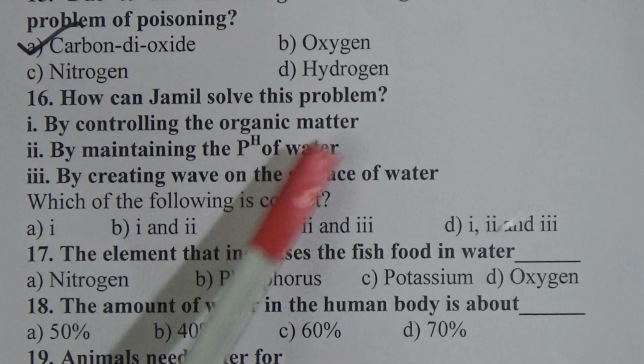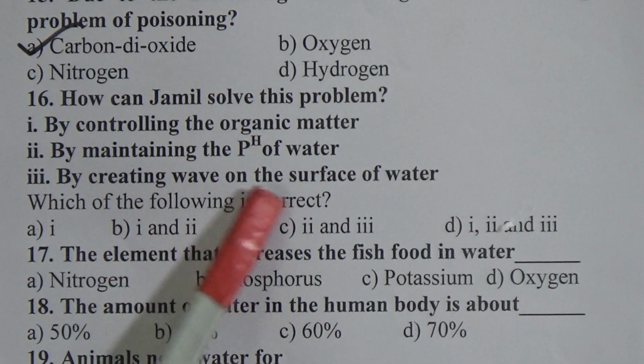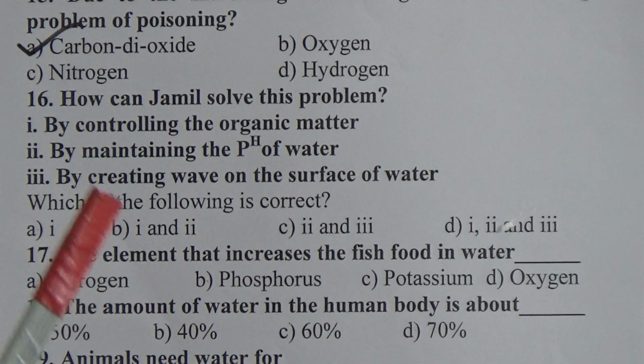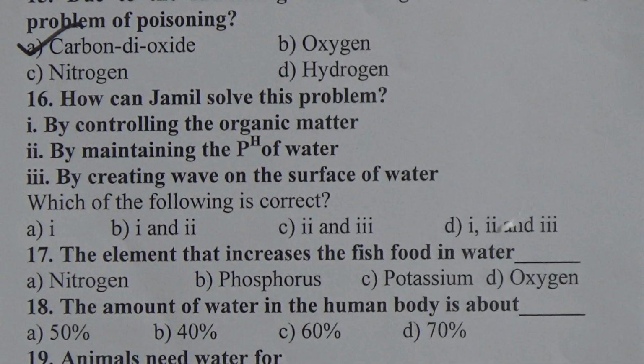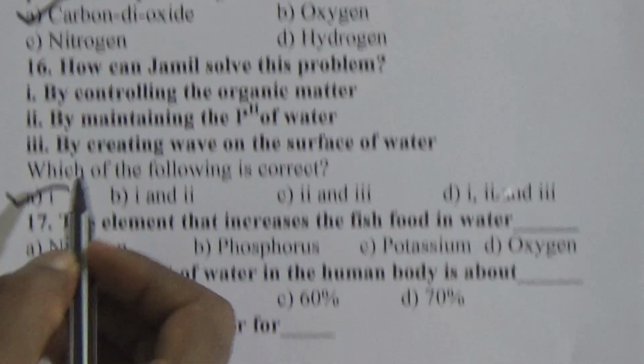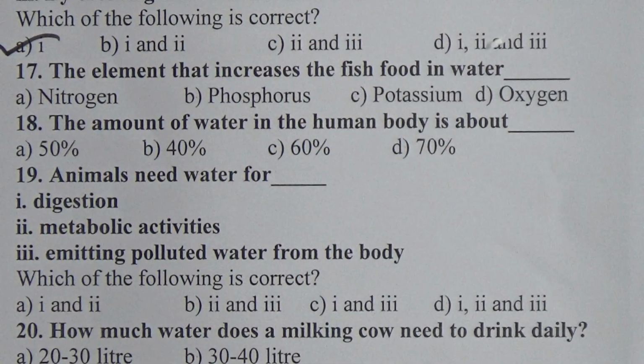1. By controlling the organic matter, 2. by maintaining the pH of water, 3. by creating wave on the surface of water. Which of the following is correct? So look here, it is by controlling organic matter. So look here, option number A is the appropriate answer. So Jamil should control the organic matter using in his pond.